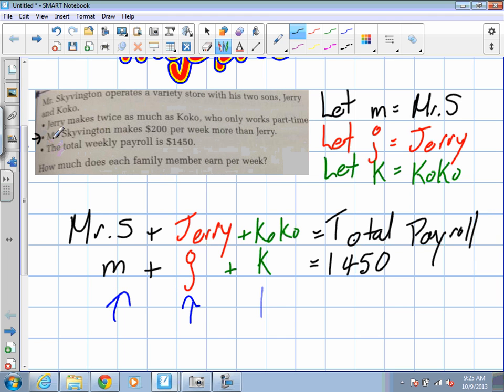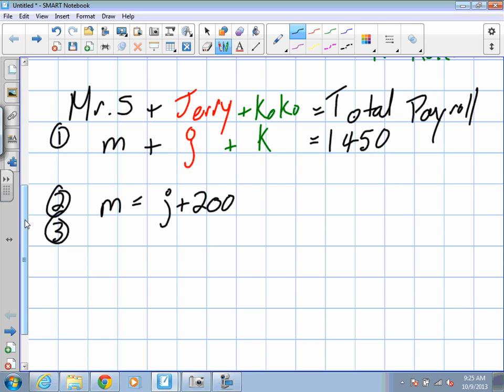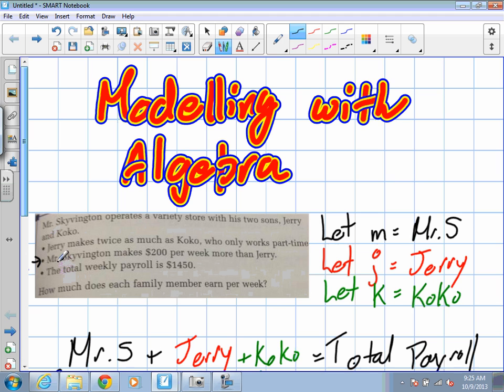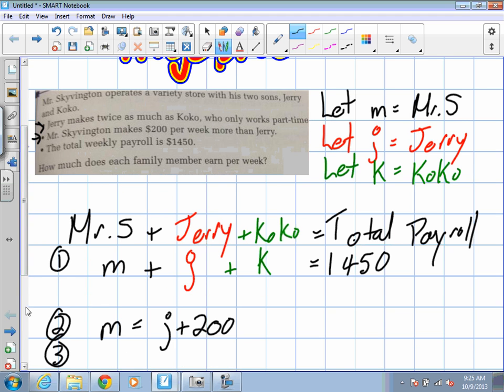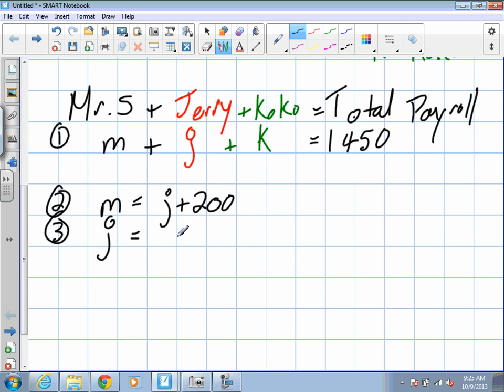So call this equation 1. Equation 2, Mr. Skivington makes $200 more than Jerry a week. So M is equal to Jerry plus $200. Okay? So Jerry's pay plus $200 is equal to Mr. Skivington's. And our third equation says that Jerry makes twice as much as Coco does. So Jerry is equal to 2K.